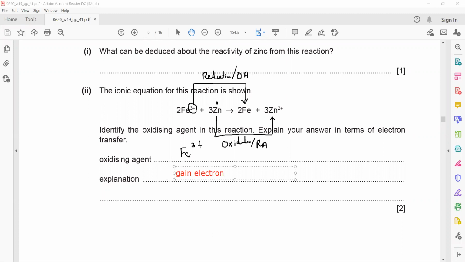Zinc is amphoteric. Amphoteric means it can react with both acid and alkali. Describe two simple experiments to show zinc oxide is amphoteric. Name the reagent, the chemical which you use, and describe the observation.